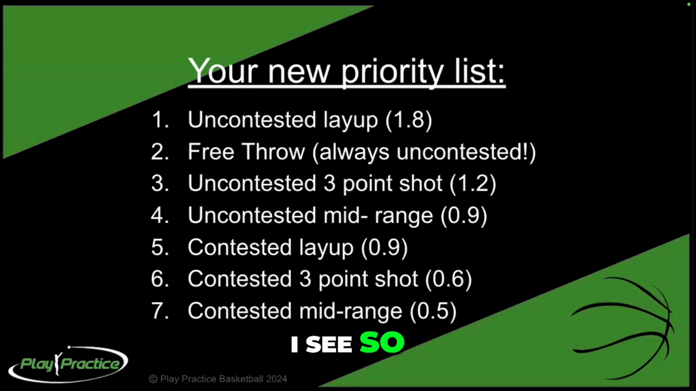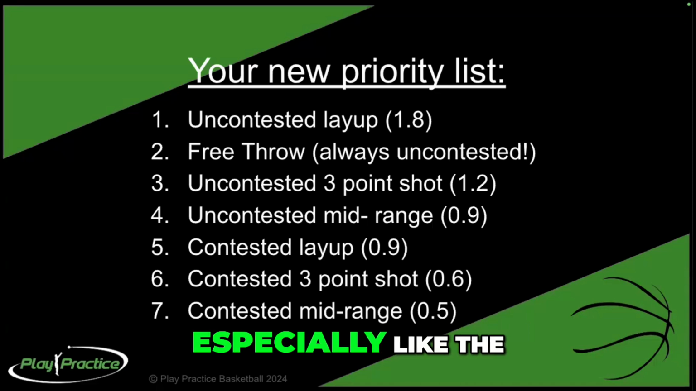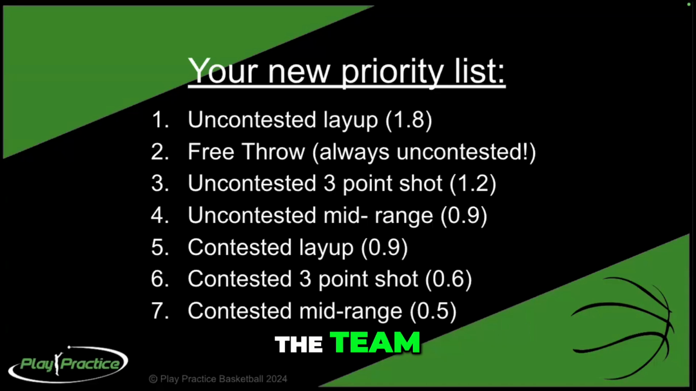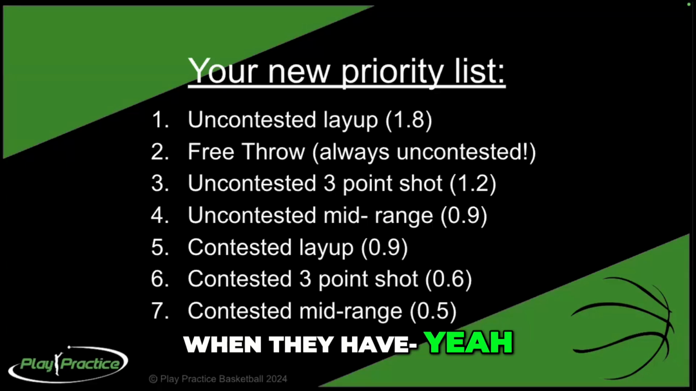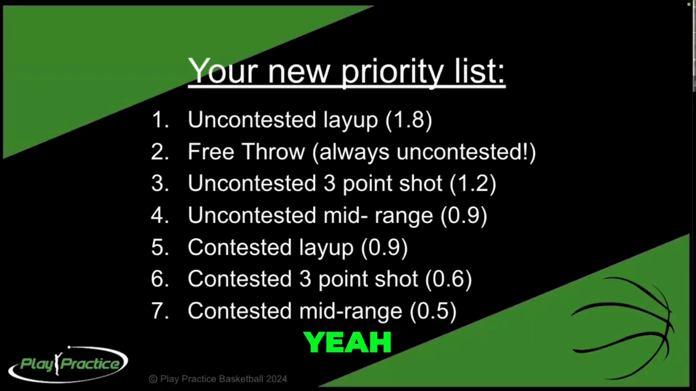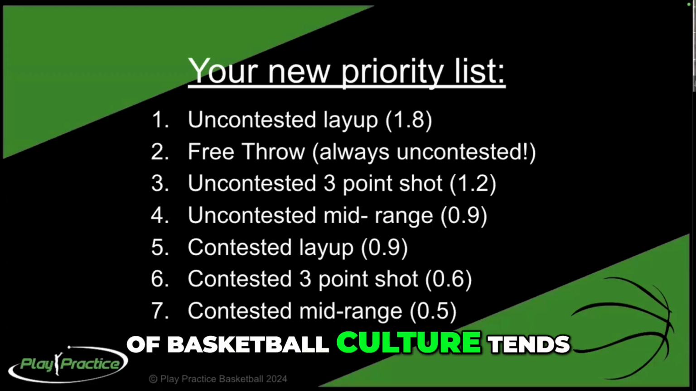I see so many kids, especially the star players on the team, take 1-on-4 sometimes when they have 4 players open on the wings and the corners, and they'll just try to drive up through 4 defenders. It's like, wrong decision, man. Yeah, well, I think a lot of basketball culture tends toward that.